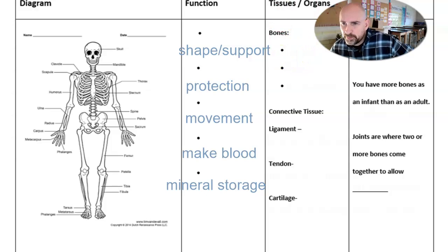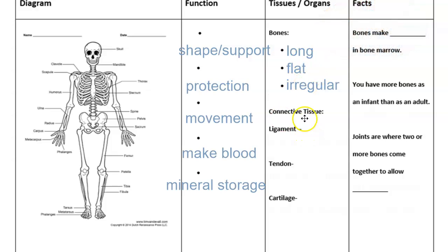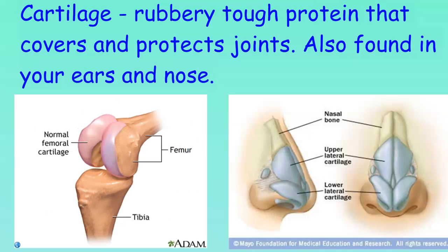So let's see what we have to fill in our notes chart. We've got the 3 main types of bones: long, flat, and the short or irregular bones. Next, we're going to talk about the connective tissues, ligaments, tendons, and cartilage. It's important to know the difference between these words.